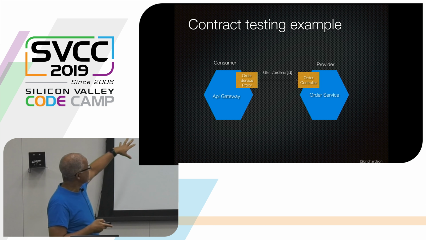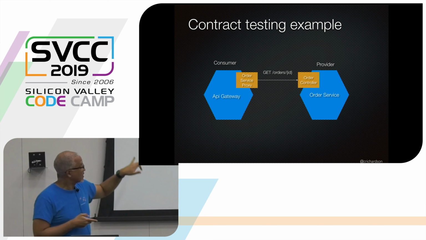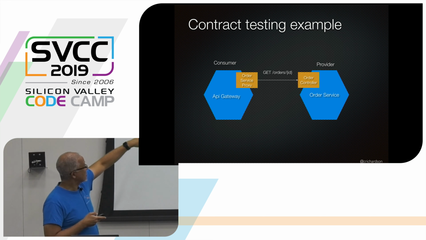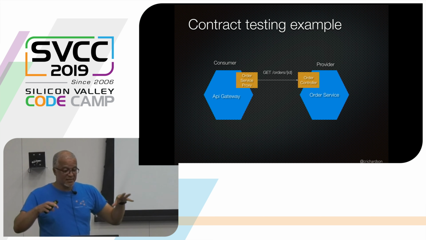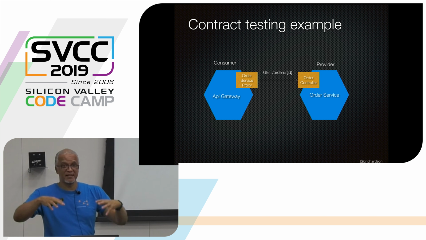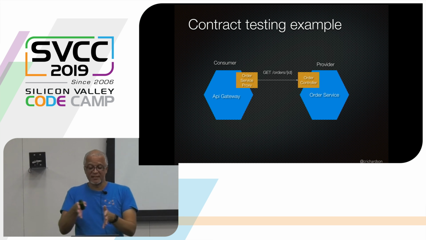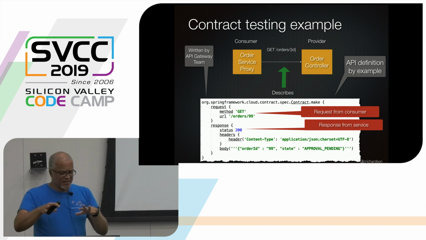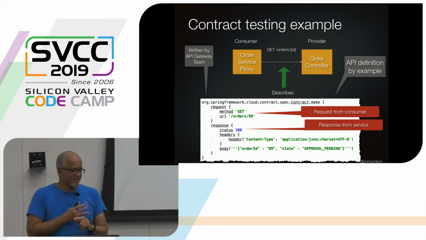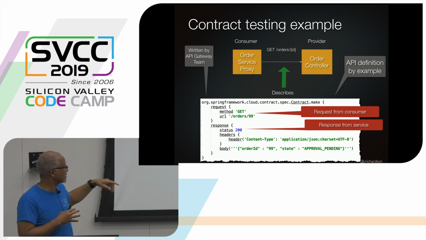And the example I use is this, where you've got an API gateway that's making a GET request to the order service. The classes that are involved are the order service proxy and the order controller, right? And you actually test that they can communicate by testing those individual classes in isolation. And you do that using contracts. There's a few different contract testing frameworks. The one I'm using here is Spring Cloud Contract.